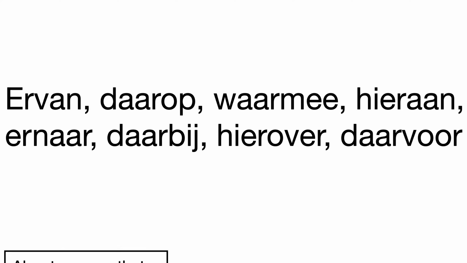Well, grammar is part of the Dutch language, unfortunately, and you might have seen words like you see appearing here. Ervan, daarop, waarmee, hieraan, ernaar, daarbij, hierover, daarvoor, and many other variations where you see the hier and the daar combined with all sorts of words like van, naar, bij, op, etc., etc.